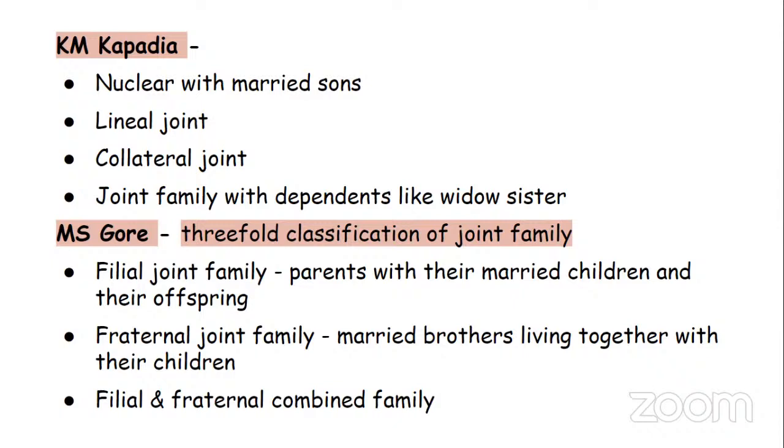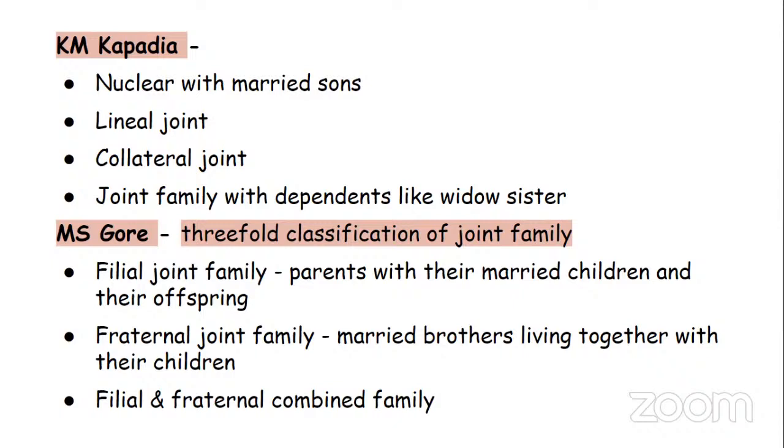Then M.S. Gore proposed a 3-fold classification of joint family, which are filial joint family, fraternal joint family, and then filial and fraternal combined family. So these are the 3-fold classification of joint families proposed by M.S. Gore. The first one is filial joint family. In this kind of family, the parents live with their married children and their offspring. So in filial joint families, the parents live with their married children and the kids of their children. That kind of family is known as filial joint family.